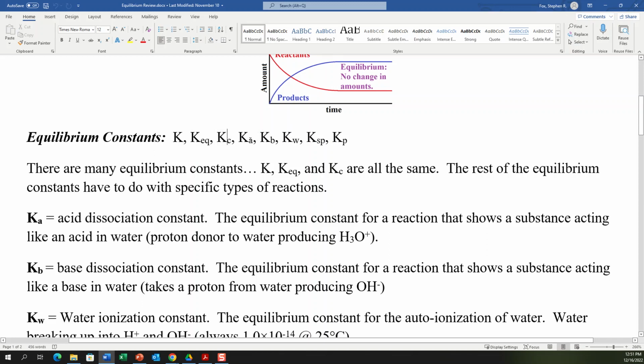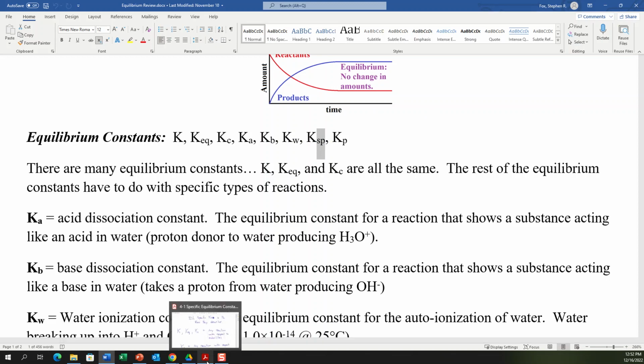But Ka, specific type of reaction. Guess what? It involves an acid. Kb, specific type of reaction. Guess what? It describes a base. Kw, guess what? Water. And then Ksp, that's a little bit different. That's what we're going to be talking about first. So let's dive into it.